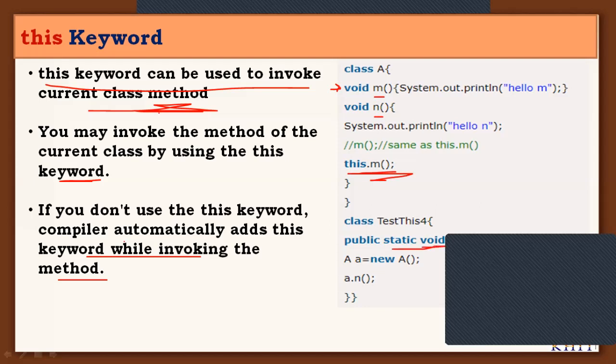Inside the main class, I have created an object of this class, and I called only the n method, not the m method. But when you observe the output, both hello n and hello m are printed. Why? Because I called the n method through the object of the class, but the this keyword invokes the m method also through the current object, right?